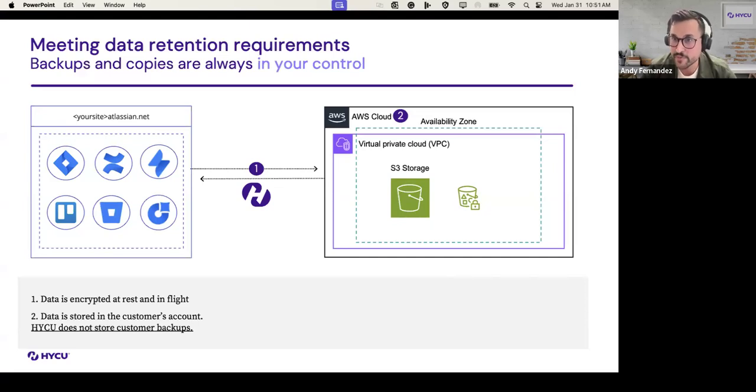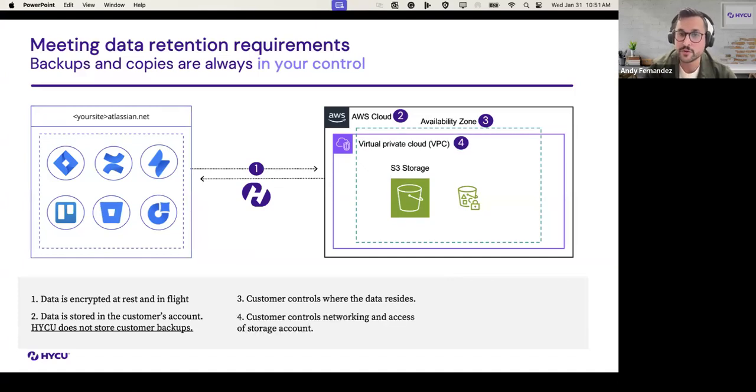As a customer, as an AWS or a Google Cloud user, HYCU does not store these backups. This is a critical requirement in these days. And then that means that you allow to control the data residency as well. Whether there's a specific zone, a specific country that you need to keep your data, you have complete control to do so. And of course, you have complete control of the security settings, your IAM policies, etc.